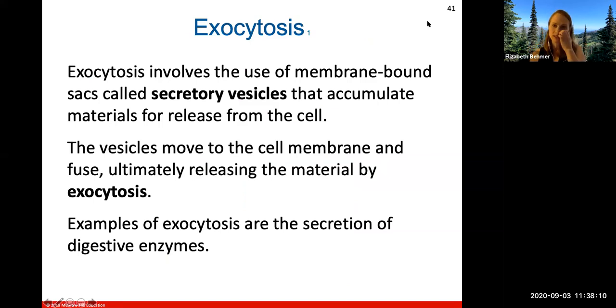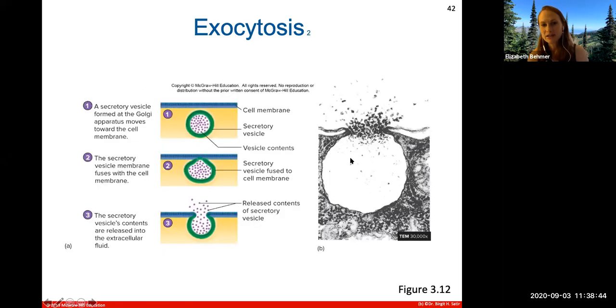So endocytosis, endo, inside; exocytosis, exo, exit. So this is bringing things outside of the cell. It involves the use of membrane-bound sacs called secretory vesicles that accumulate materials for release from the cell to the exterior. These vesicles will move to your cell membranes, they'll fuse, and then they'll release their material by exocytosis. An example is the secretion of your digestive enzymes in your digestive tract.